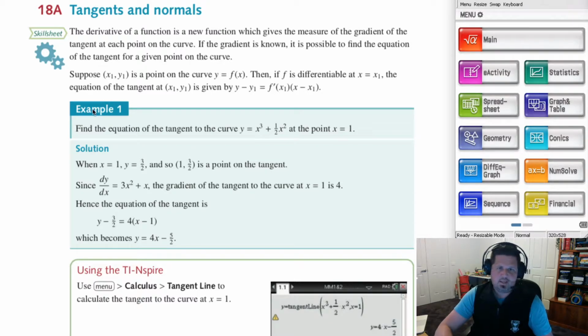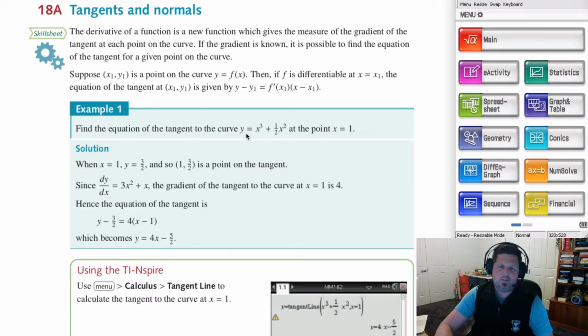So let's have a look at an example here. Here we've got y equals x to the power of 3 plus a half x squared. And they want us to find out what the tangent is at the point x equals 1. So what you can do is find the x and y coordinates. When x equals 1, we can substitute that back into the equation and get its corresponding y value, which in this case would be 3 over 2. So the point where we're going to be finding the tangent is 1, comma, 3 over 2.